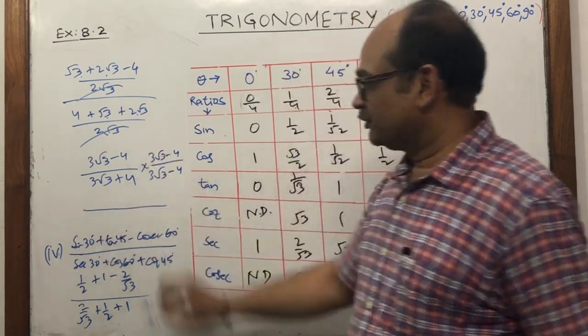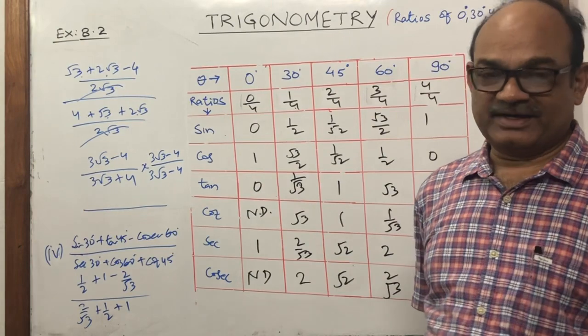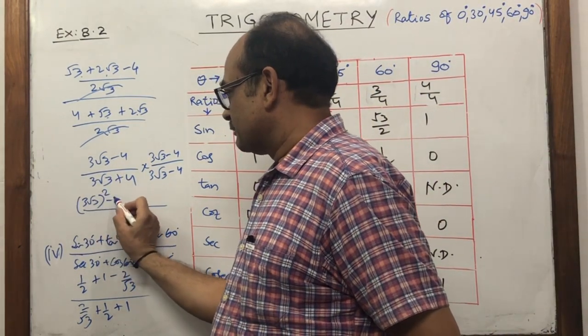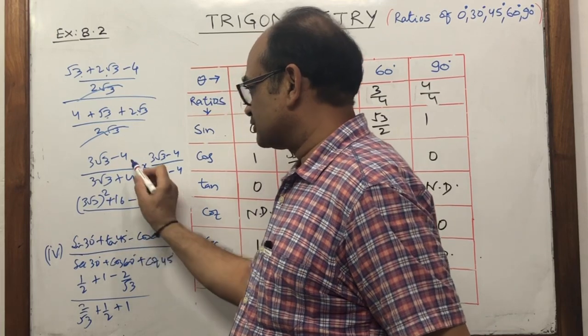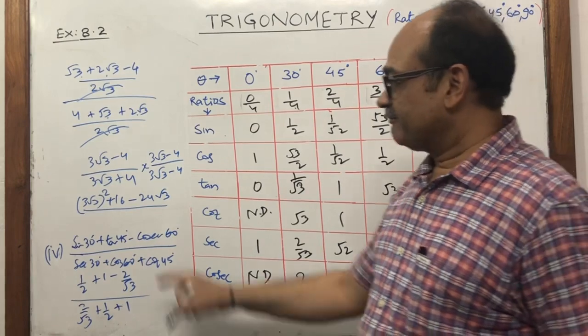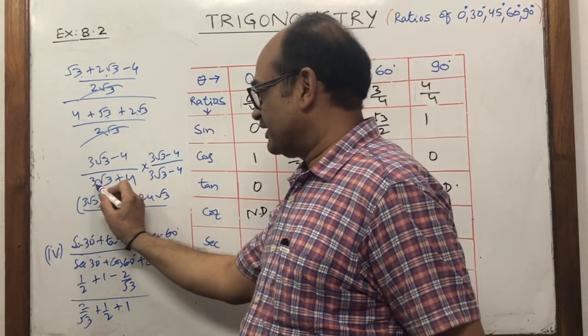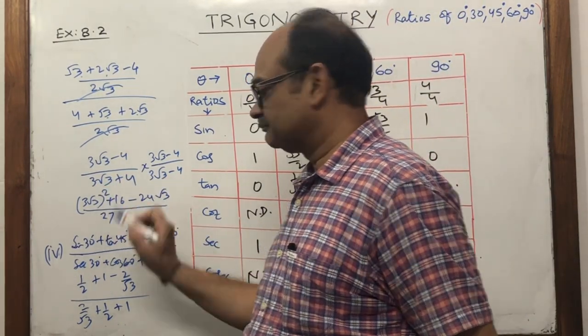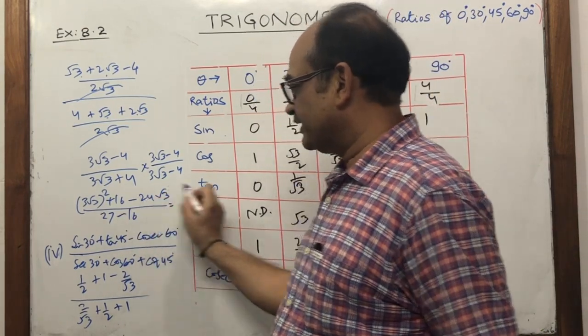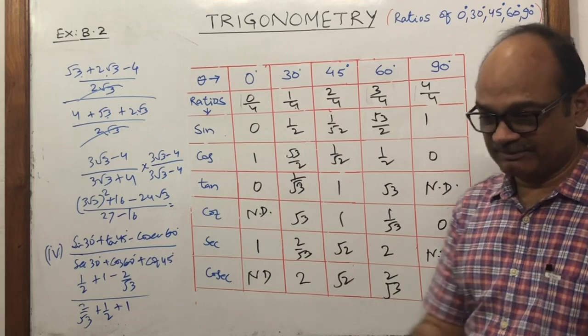So in the numerator it is a minus b whole square. a square plus b square minus 2ab, 24 root 3, divided by a square minus b square. a square is 27 minus 16 will be the final answer. So what will be the final answer?